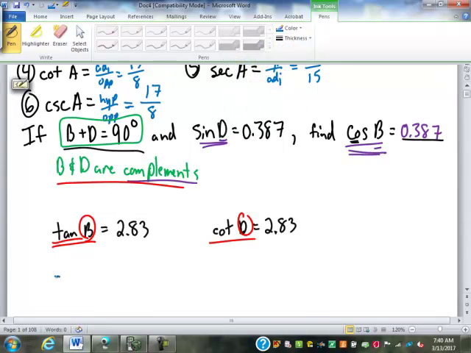If I tell you that the secant of B equals 1.83, the cosecant of D must equal 1.83. Yes.